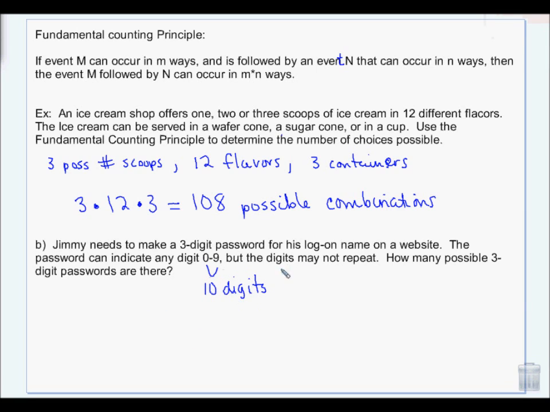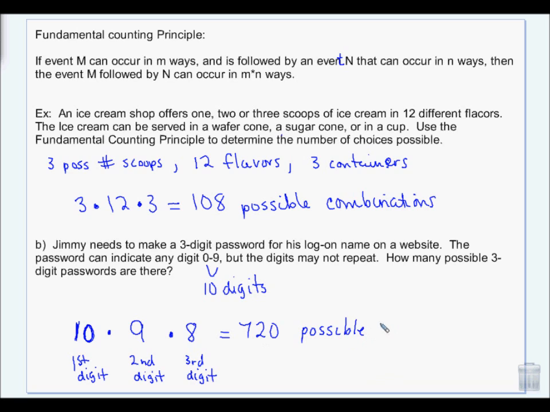Okay, so when you have a situation where you can't repeat, for my first digit, I have a choice of all 10, right? So this is the first digit. But then when I choose my second digit, I already used one, right? So now I can only choose from 9. Because they cannot repeat. And then when I do my third digit, I've already used 2 of them. So now I can only choose from 8. And then when I multiply that together, I have 720 possible combinations.